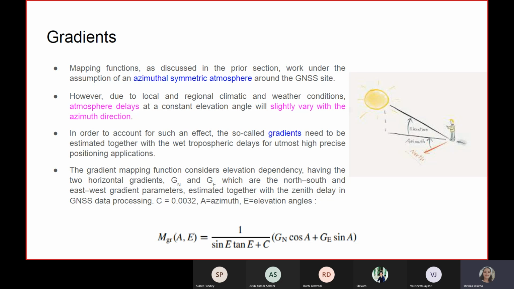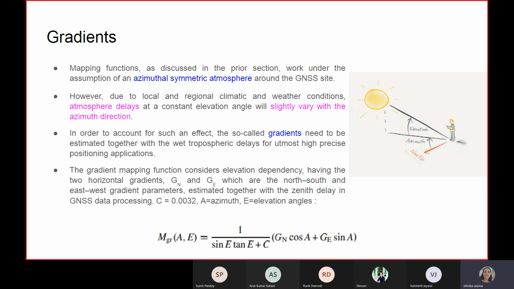They are estimated together with the zenith delay during GNSS data processing in GNSS software, for example, GAMIT and Bernese. We use a model given by Chen and Herring, which is shown. The equation for that model is shown below. So MGR represents the gradient mapping function, which is a function of both elevation and azimuth angles. The mapping function is only a function of elevation angle. Now the gradient mapping function is a function of azimuth and elevation angle.